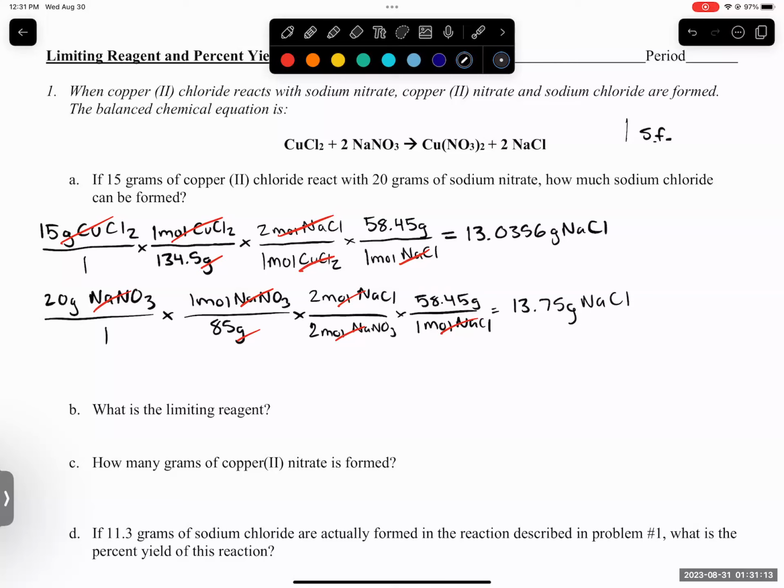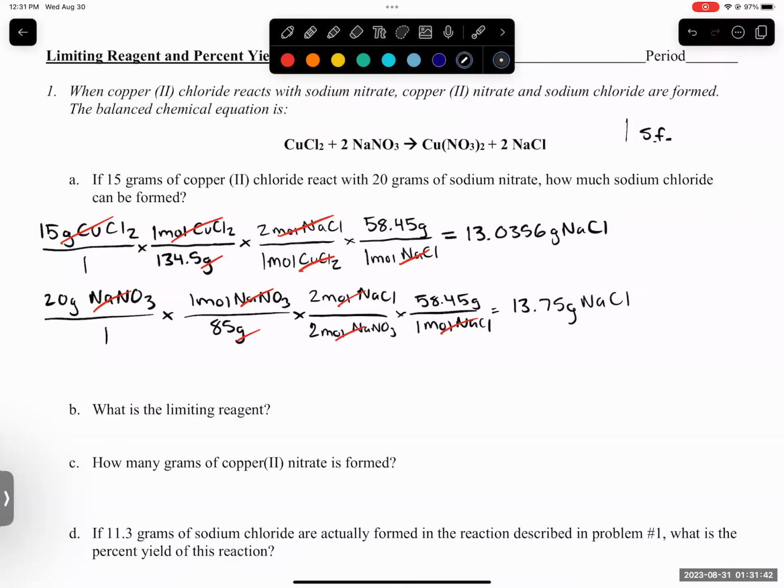So now what we have to do is compare the two theoretical yields, and we're looking for which one is the most or the least. The least, right? Because that's going to tell us that the reagent that it came from is the limiting reagent or limiting reactant. Does that make sense? Nod if it makes sense. Good. Okay. Awesome.